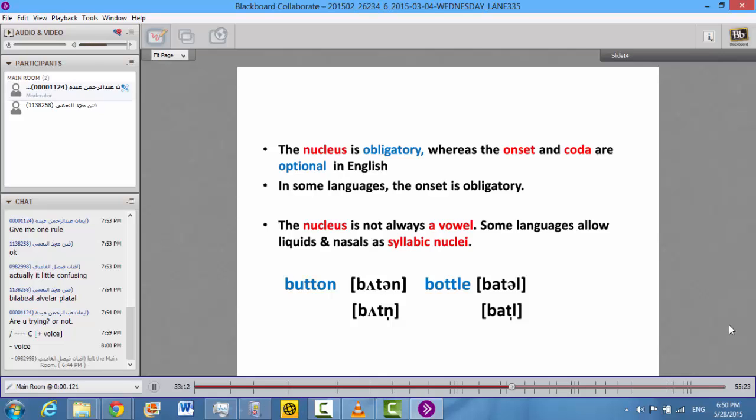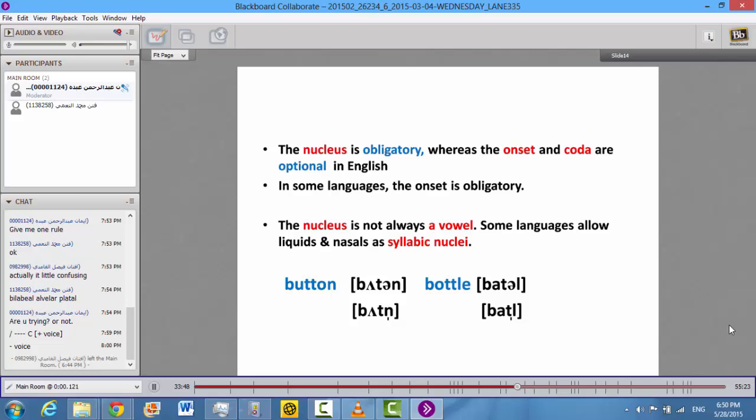The nucleus is not always a vowel, but it could be a syllabic consonant. Some of these consonants, like the liquids and the nasals, could be syllabic nuclei. Like, for example, here, "button". Look at the transcription in the first line. Here, button: we have a consonant, vowel, consonant, vowel, consonant. And the same for "buckle": the consonant followed by a vowel, consonant, and then vowel, and then consonant.